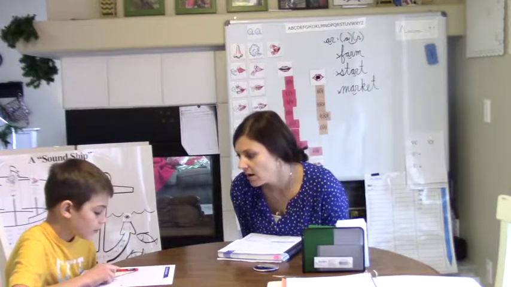Okay. We'll do line 4. Arc. Mark. When we see combination AR, we read R. Arc. Mark. R. Arc. Good. Arc. Yes? Okay. J-R. Jar. Arc. Great.